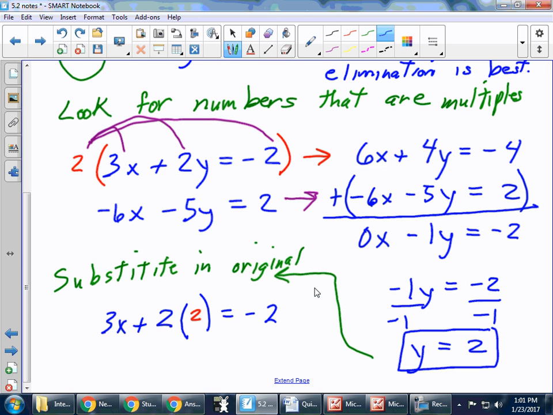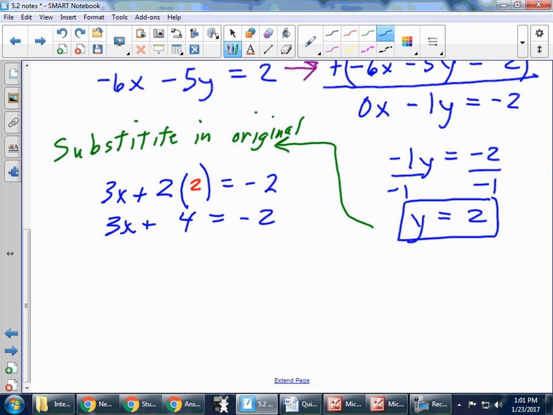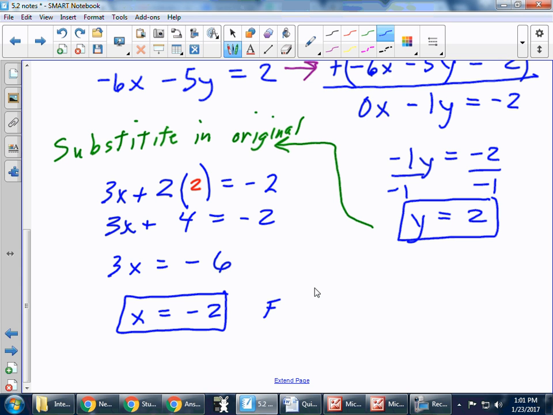Okay, so now we have 3x plus 4 equals negative 2. We're almost done. Now we have 3x equals negative 6. And we get x equals negative 2, because I'm going to go minus 4 and minus 4.